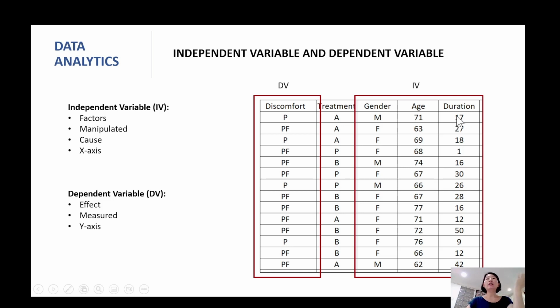So we want to find out whether there is any relationship between the DV and a set of IV. Sometimes you might have more than one IV, the factors that will cause the discomfort of the treatment. And therefore, by using SAS, we'll be able to find out which variable or which IV is going to contribute to the DV.